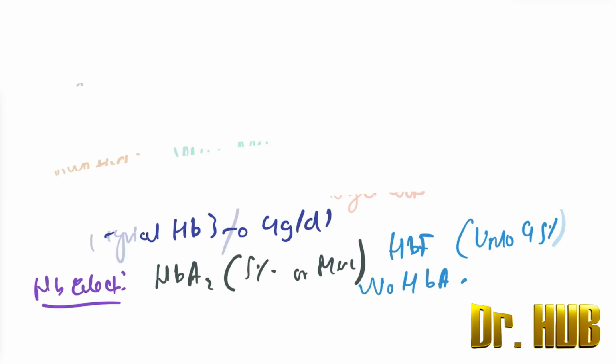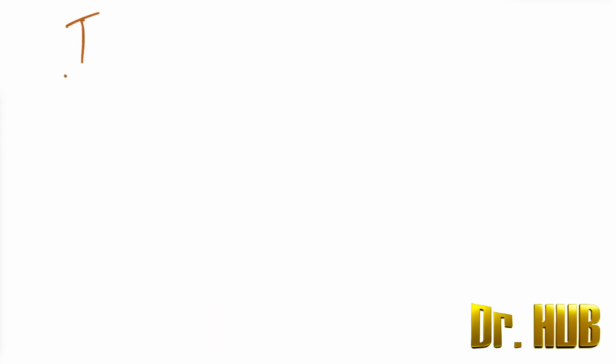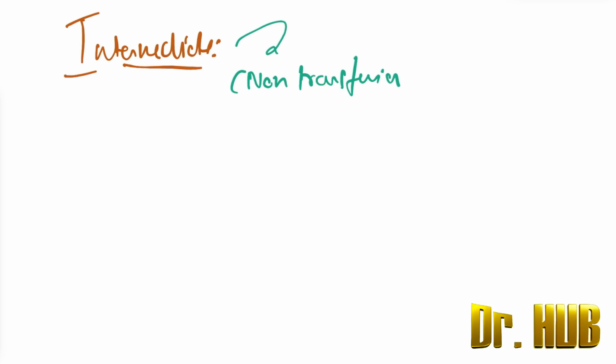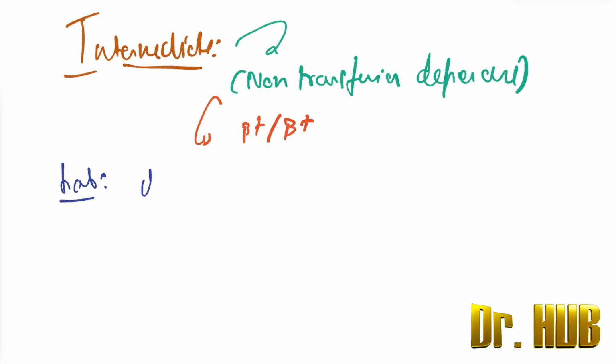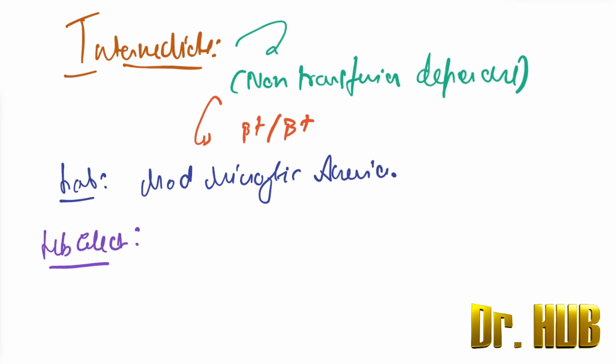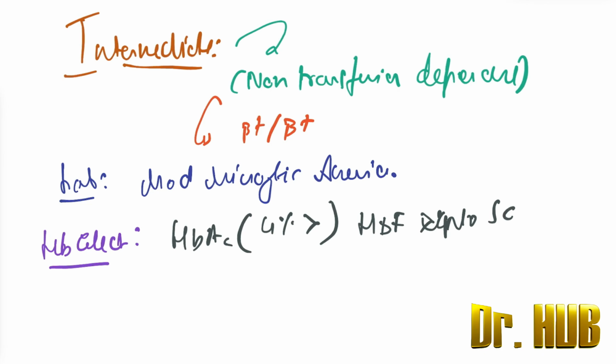Then we move on to the intermediate type. It is non-transfusion dependent. The genotype is B plus and B plus, where B plus means decreased beta globin production. The lab findings show a moderate microcytic anemia. On hemoglobin electrophoresis, there is HbA2 of 4% or more, and HbF of up to 50%.